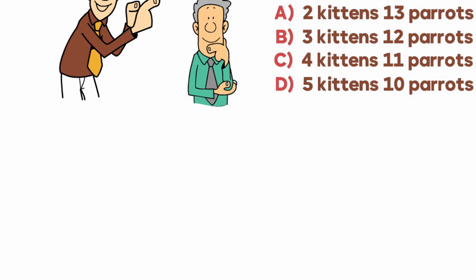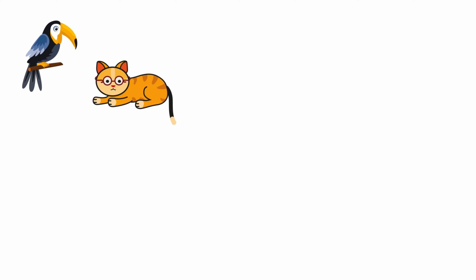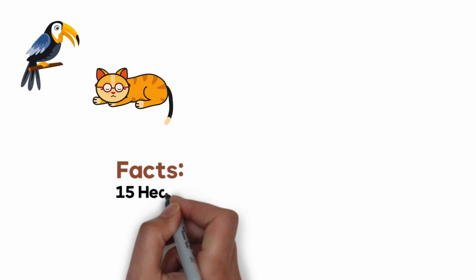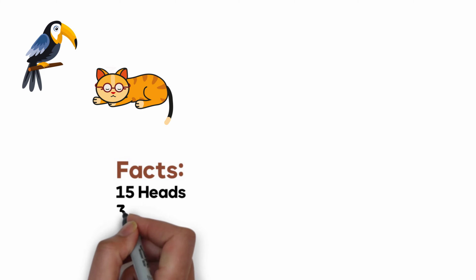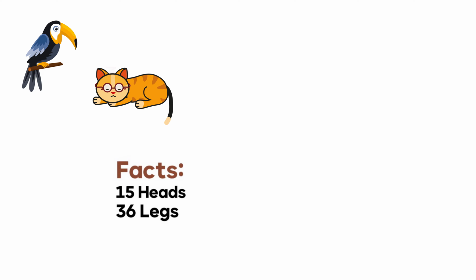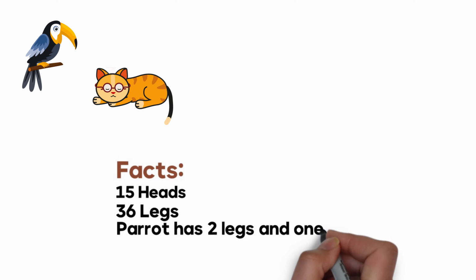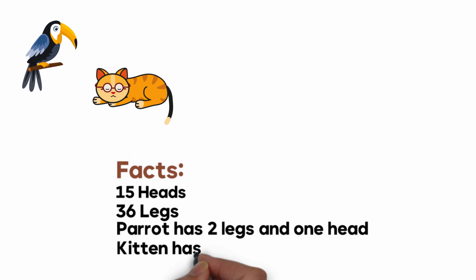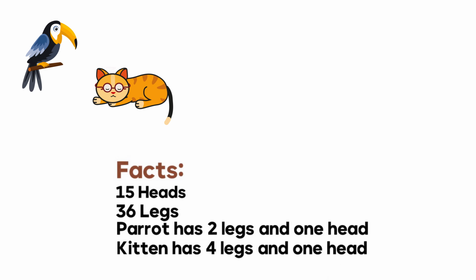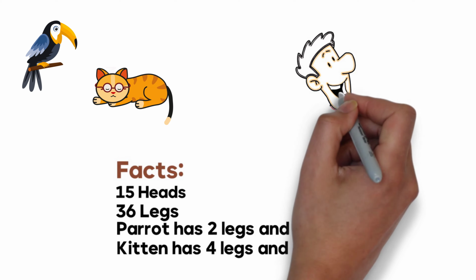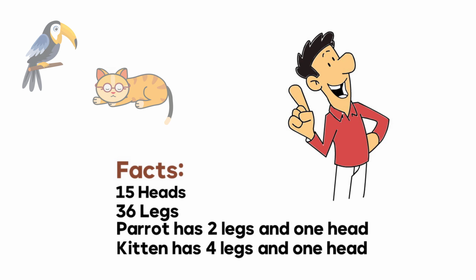Ready or not, let's go ahead and work on the solution together. You start to solve these types of challenges by looking at the facts. And we have two facts here. We have 15 total heads of animals in the store. And we also have 36 legs. We also know that each parrot has 2 legs and 1 head. And each kitten has 4 legs and 1 head. In fact, both animals have 1 head. And unless it's a fairy tale, I don't know any animal that has more than 1 head.